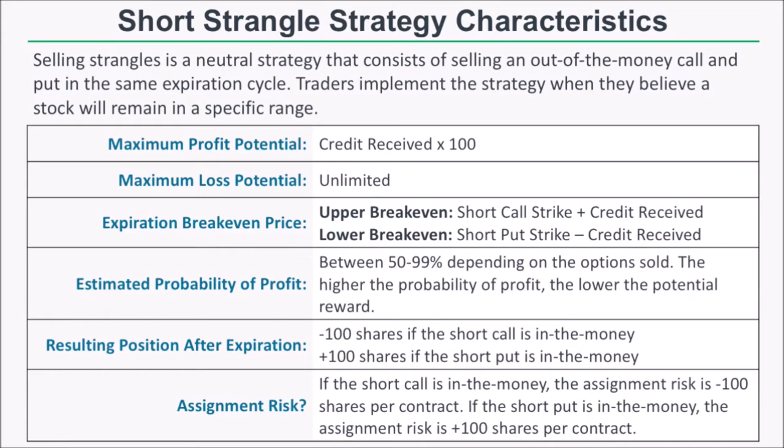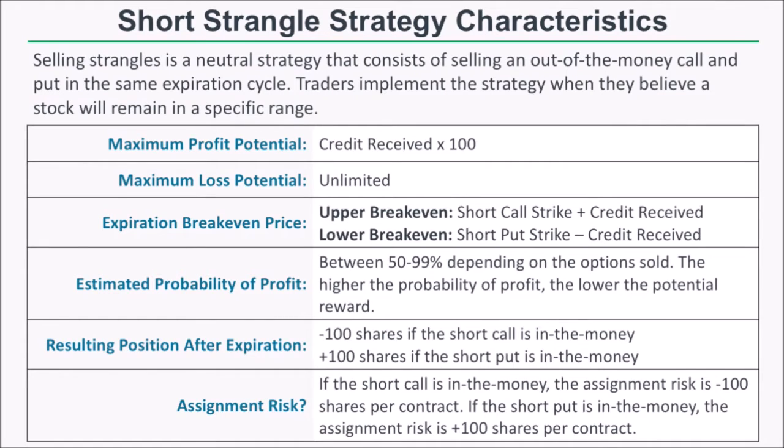Now, since the short strangle includes a short call option that is not covered by long stock or a long call option, there is unlimited loss potential on the upside for this strategy. Now that's because there's no limit to how much a stock can increase, and if you're short a call option, if the stock price increases indefinitely, you'll have unlimited losses in theory.